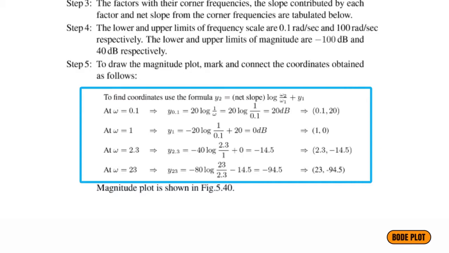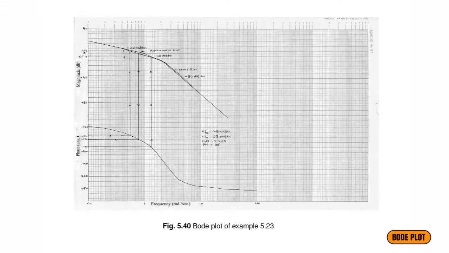At omega equal to 23, 1 decade away means 10 times 2.3. Y23 equal to minus 80. After corner frequency of 2.3, the slope is minus 80. Minus 80 log omega 2 by omega 1, that is 23 by 2.3, minus the y1 value minus 14.5, we got minus 94.5. So the coordinate is 23, minus 94.5. Here, this is 0, this is the gain crossover frequency.